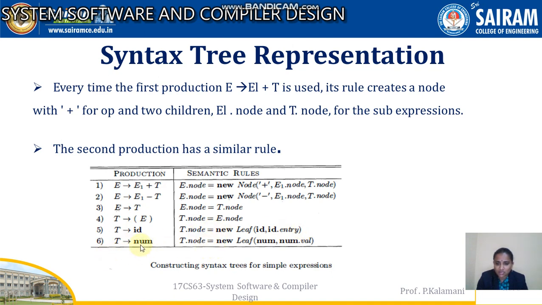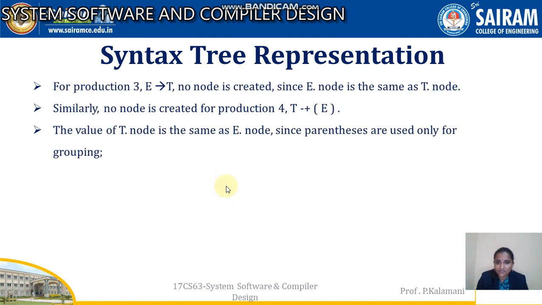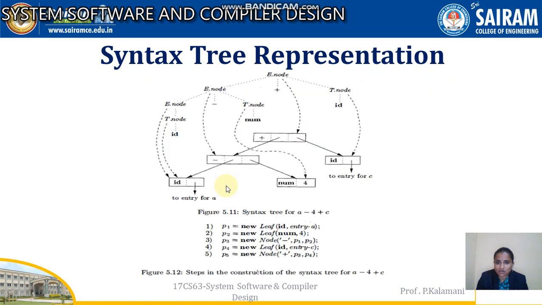Then the same thing for T defines num. T dot node equal to leaf. This is also a terminal symbol, so new leaf of num comma num dot value. What value is it going to take? Previously we had 3 star 5, which means num will take the value 3: num comma 3, num comma 5, and so on. Like this we have to construct a syntax tree. So we'll see that example now.